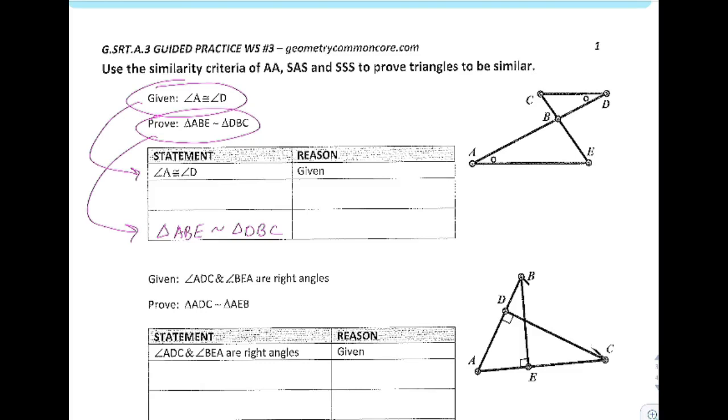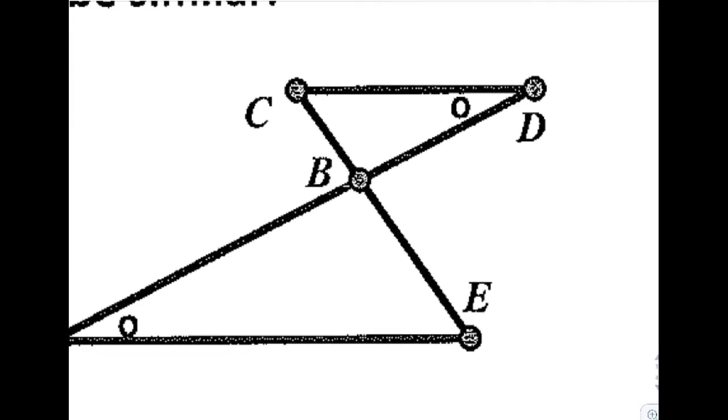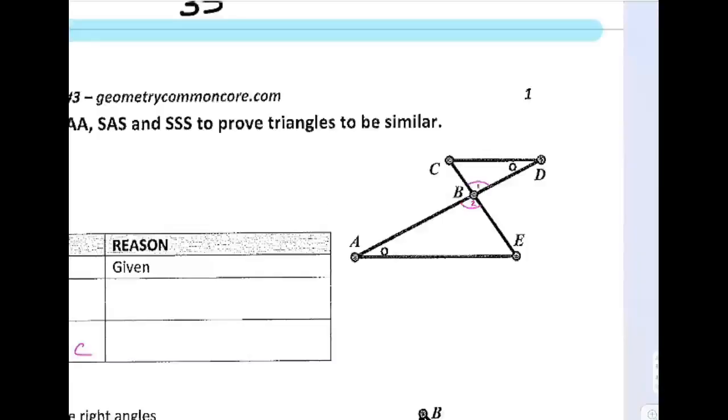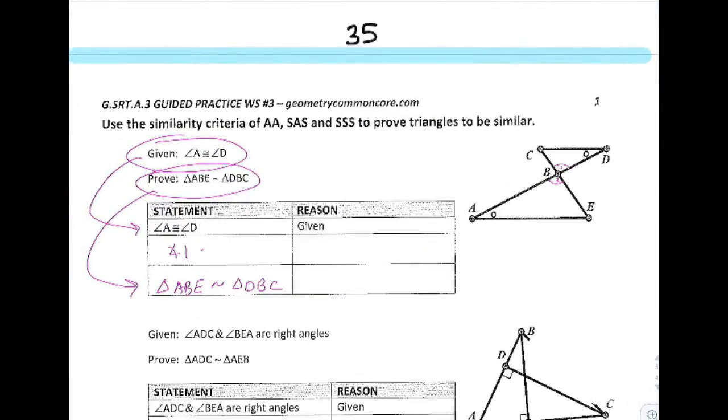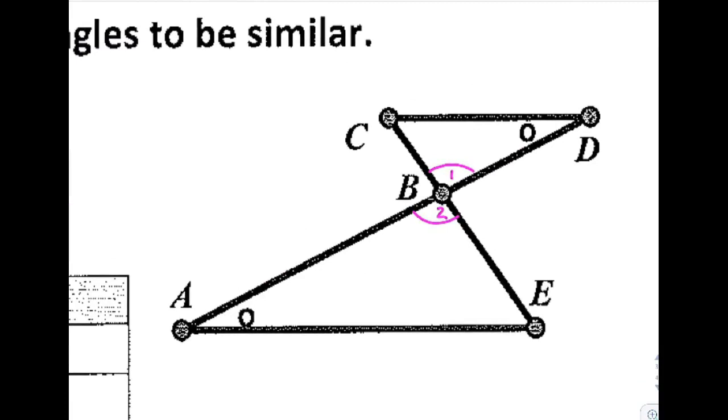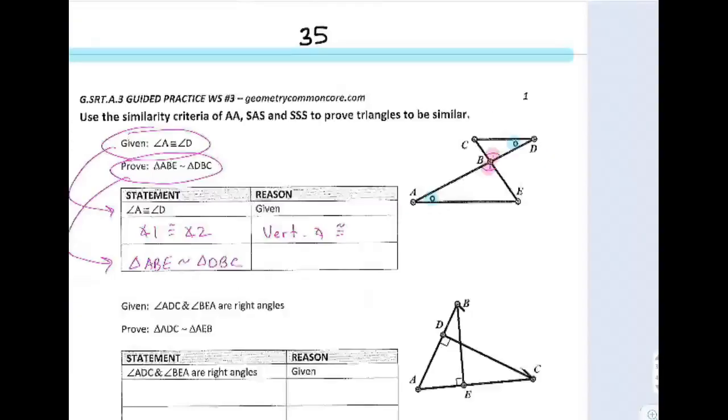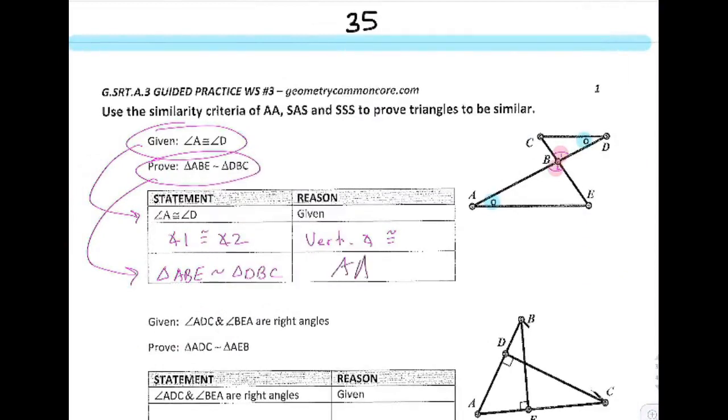So the given one is already marked on the picture, but there's something else you know. You know vertical angles. You want to call it 1 and 2 like we used to? Go ahead. Angle 1 is congruent to angle 2 because vertical angles are always congruent. And we now have angle, angle as our reason for those two triangles being similar.